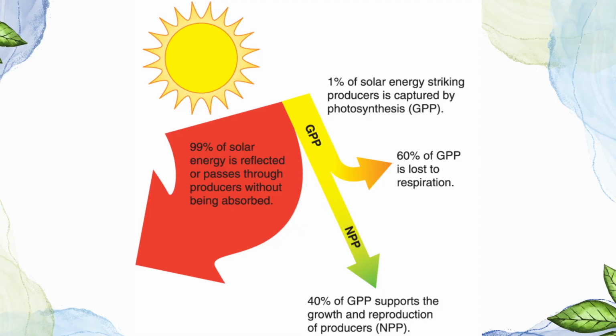It might be surprising to learn that only a tiny fraction of the sun's energy that reaches the earth is actually used by producers. 99% of the solar energy is either reflected back into space or passes right through the producers without even being absorbed. The remaining 1% of the solar energy that strikes a producer is captured through photosynthesis. We call this gross primary productivity, or GPP. But the producer can't use all of that energy for growth. About 60% of the GPP is lost to respiration, the energy that the plants need to live. The remaining 40% is what's left to support the plant's growth and reproduction. This is called the net primary productivity.